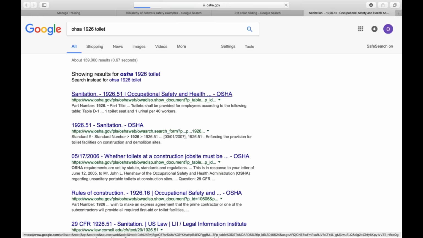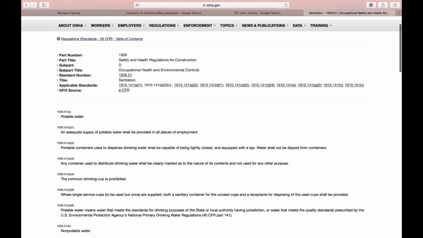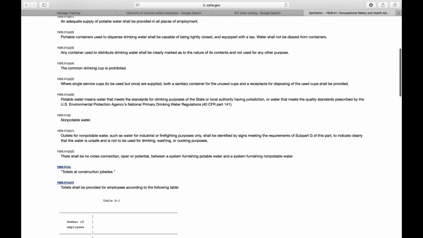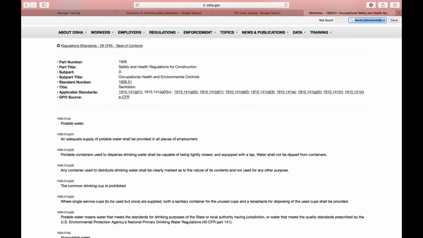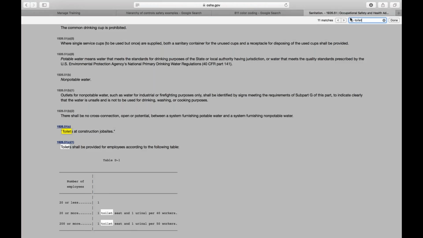Okay, so now I'm at 1926.51, and now I'm in this document, right? And that's like I've showed you multiple times before. I'm going to come here and I'm going to do Control F on a PC, on a Mac, Command F, and up here, if you notice on my screen, is a search bar, and I'm going to search the word toilets, right? And I've got 11 matches. Well, let's try toilet, 12 matches. So let's see what we have here. Toilets at construction job sites. Toilets should be provided for employees according to the following table.